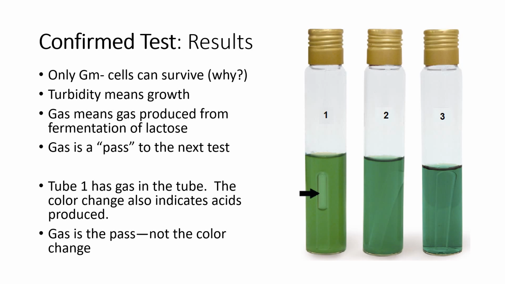All right, that brings us to tube 1. Tube 1 has, first off, color change, which lets me know some acid has been produced and the brilliant green has changed color. But a change of color is not the pass. What's my pass? Oh, that's right, gas. Gas is my pass. So here we go. I have got gas here. What do I know about tube 1?